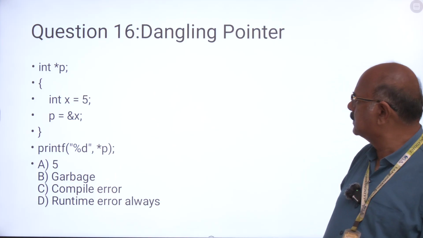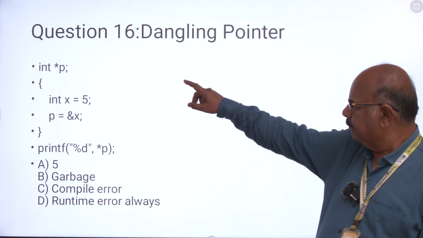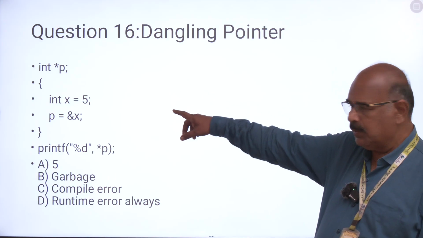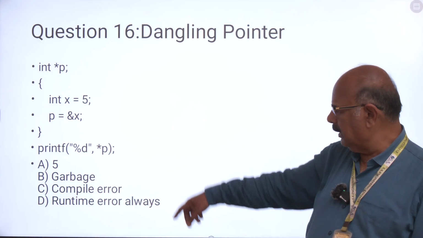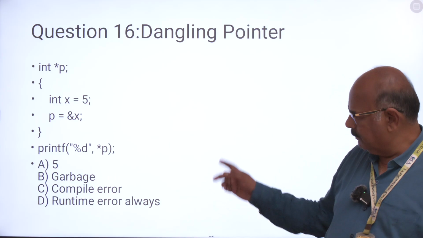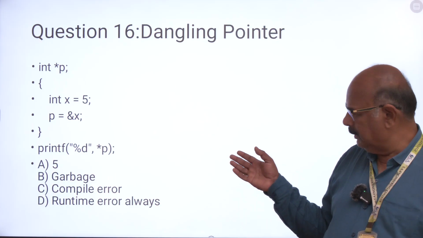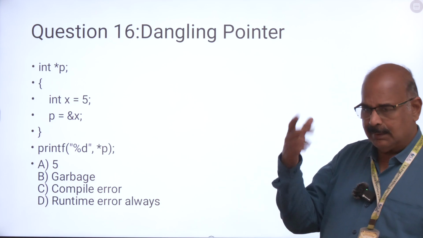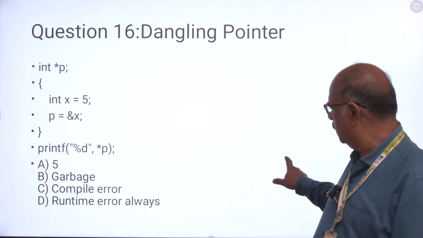Next, question 16, dangling pointer. So integer pointer, what pointer value are we giving? Next, x value is 5, and the pointer points to x again. So what will be the value we are getting from that? Four options are given: 5, or a garbage value, or a compiler or runtime error, or it will be in a loop.